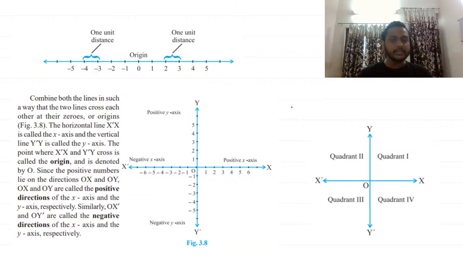Okay, now talking about this, what is x and what is y and how do we do it? So guys, what we do is, we have a number line. This is what our number line is. Our number line looks like this.